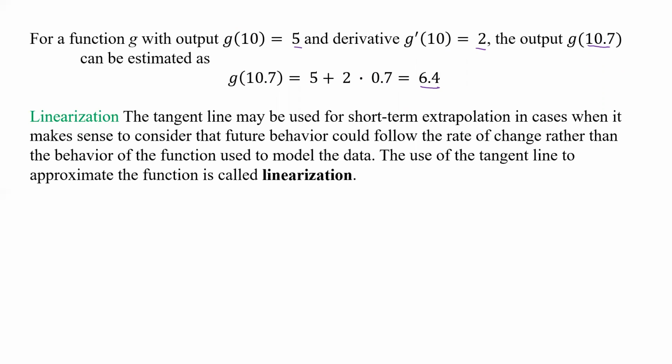Now what we can do is a linearization. That tangent line may be used for short-term extrapolation, so maybe we want to go out to a certain point. It works in cases where it makes sense to consider that future behavior will follow the rate of change rather than the behavior of the function. Maybe the function is going to look like that, but the rate of change might continue on like this, just for a short term, a little bit. So we can use this linearization model to approximate the function.